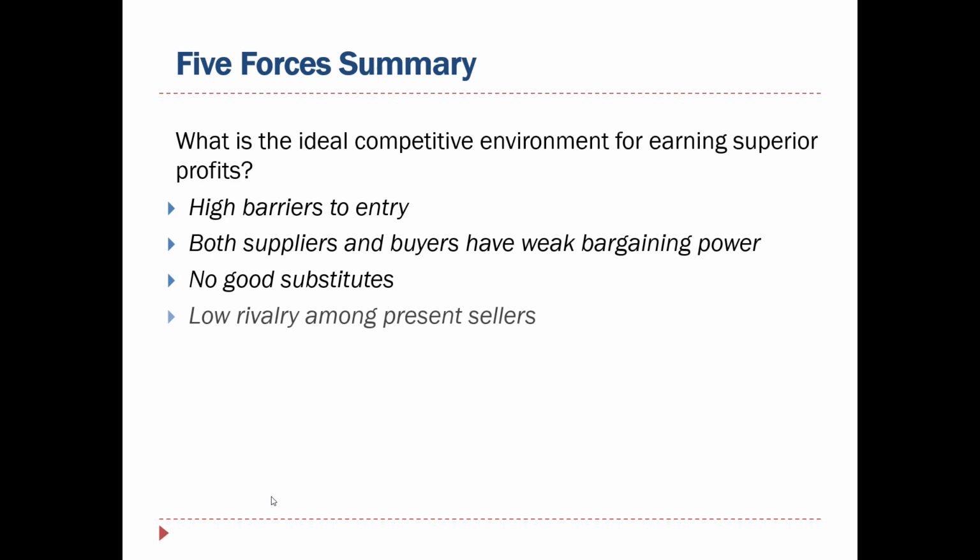You want a space where there's high barriers to entry, so businesses are not able to easily enter into your industry because there's a lot of things that would keep them from entering, like we talked about earlier. You want a place where your suppliers and buyers have weak bargaining power, because that means you have more control, you have more flexibility. You want a space where there are no good substitutes, right? So we don't really have products that can substitute for your products or services that can be substituted for your services. And finally, you want a space where there's low rivalry among existing sellers.